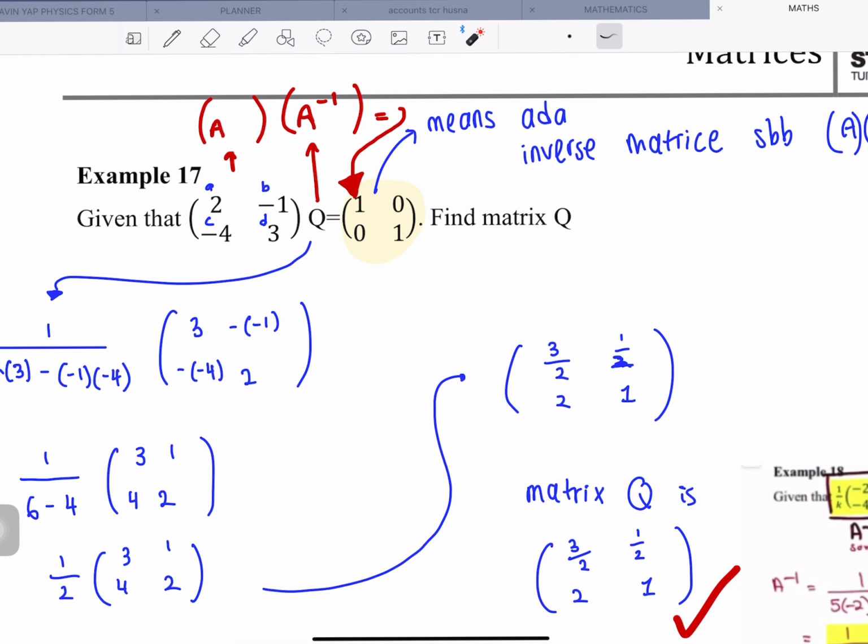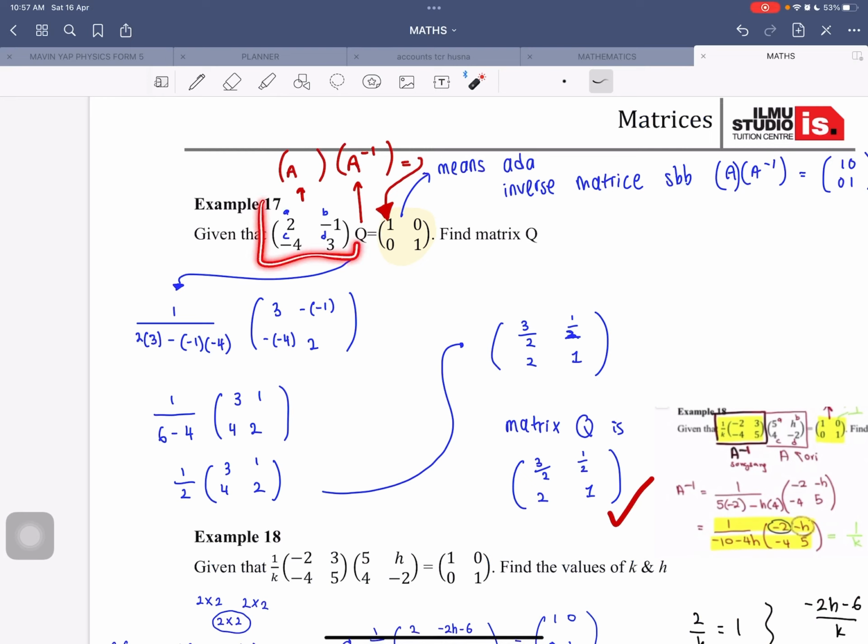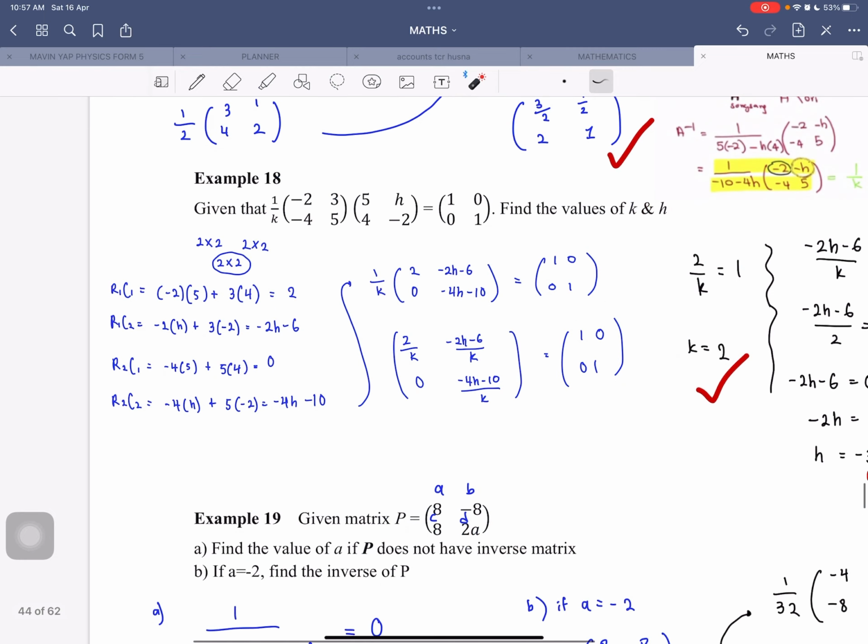Look at this question. What they're trying to say is this one times this one, you'll get this. Meaning to say, this is Q. Let's take this as Q for example, or A. Let's take A and this is inverse A. So A times inverse of A, remember, if the inverse exists, you'll eventually get 1 0 0 1. So find matrix Q. What you're going to do is just inverse this whole entire thing, and then you'll get your value of Q. Because you know, if a normal 1 times inverse of Q, you will get this answer. Alright, so let's move on to the next question.